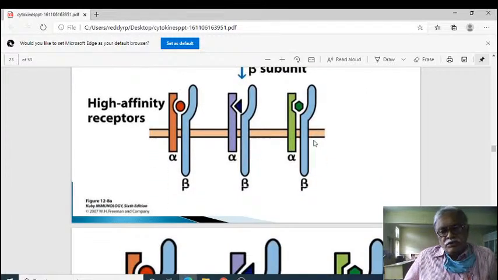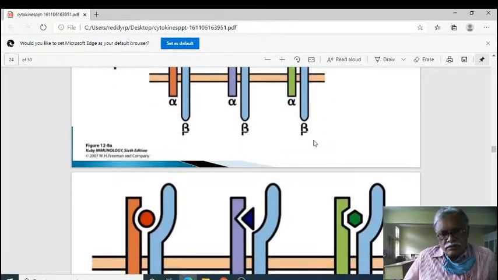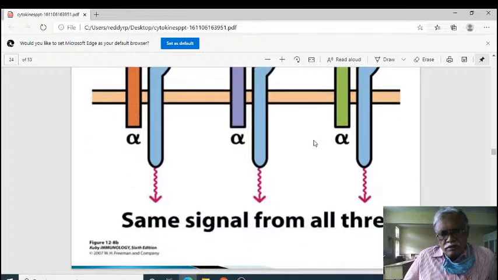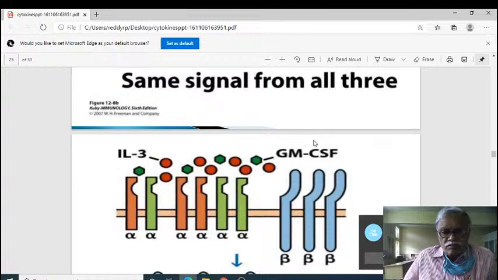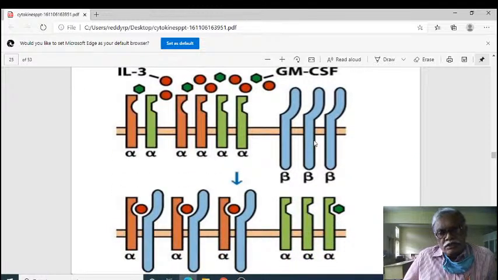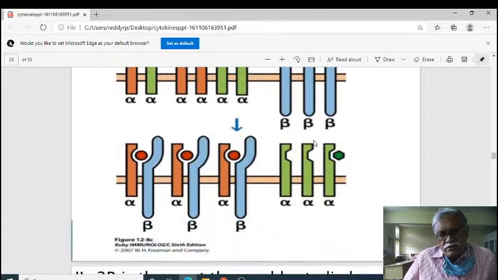High affinity receptors have very high affinity towards the cytokines, and the same signal from all three can be present. That line between is the basement membrane, with interleukins outside the membrane and inside the membrane, or interferons outside, cytokine interleukins.